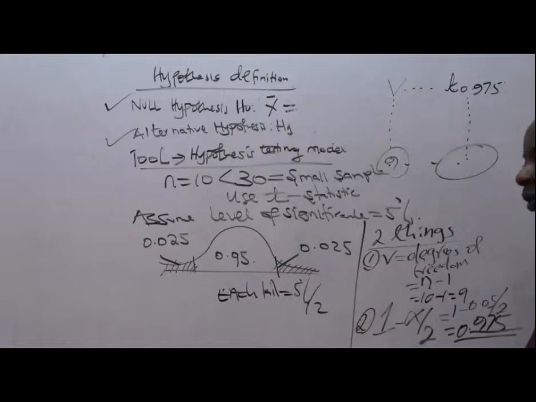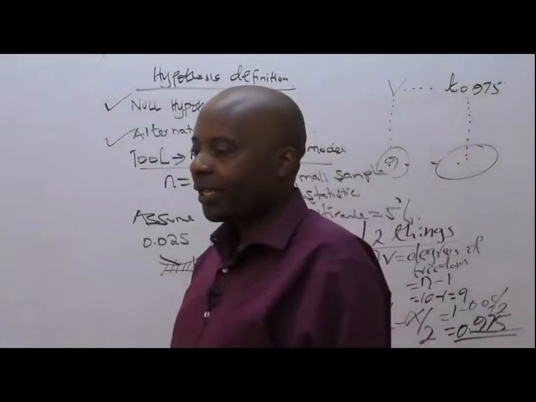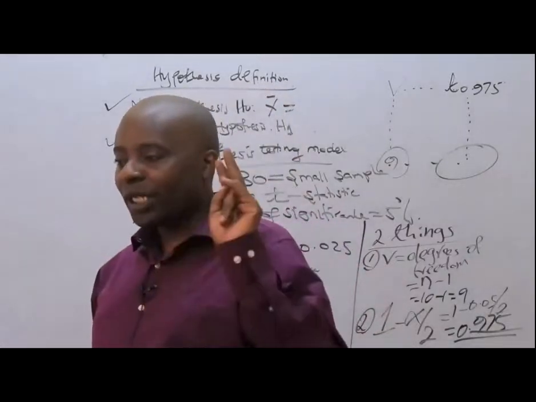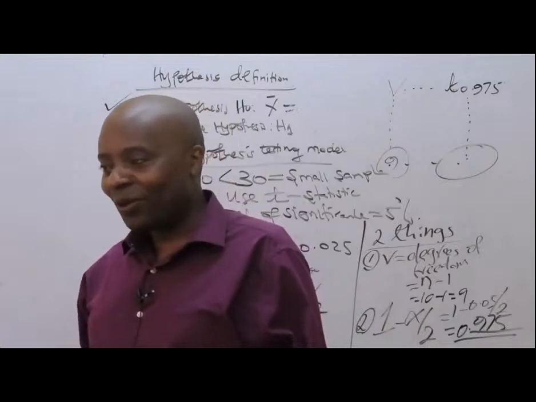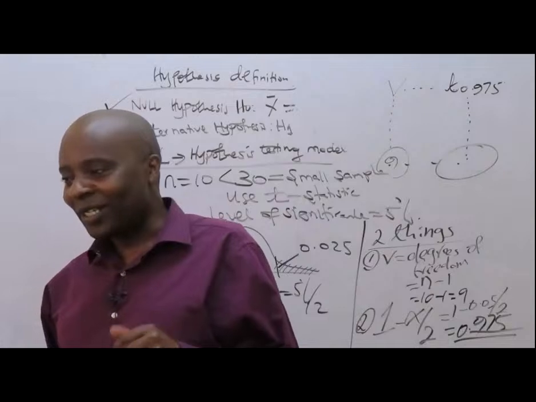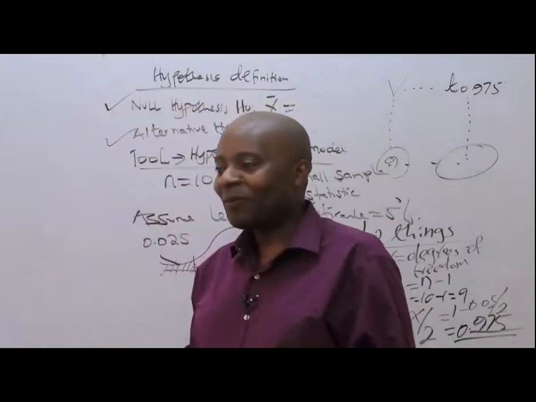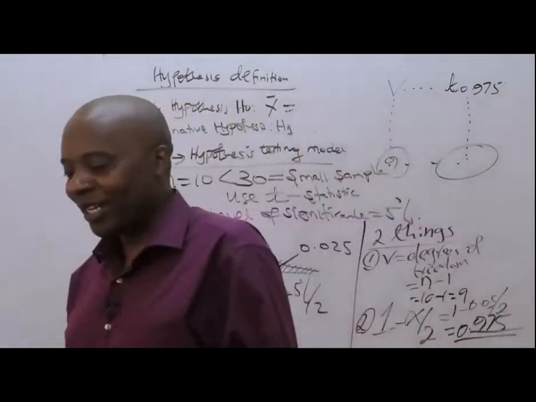When I asked whether you have the tables, only 2 students told me they have tables. The examiner will always give you 2 tables: a normal table and a student T table. Are you able to see the student T table? Is there anybody who is able to read some figure there?